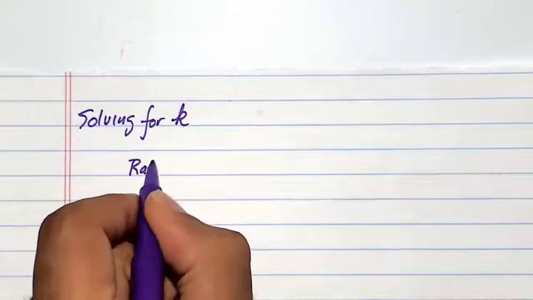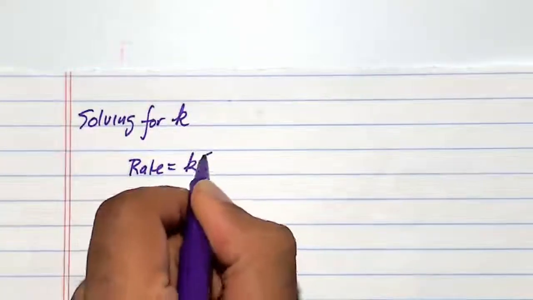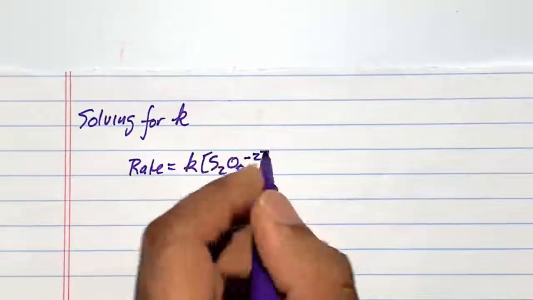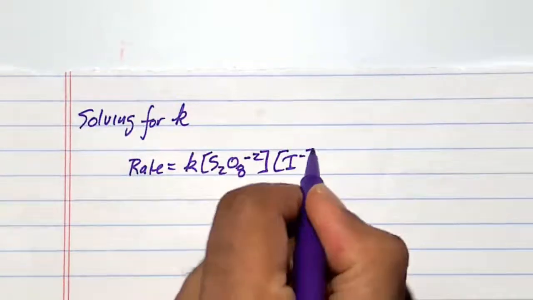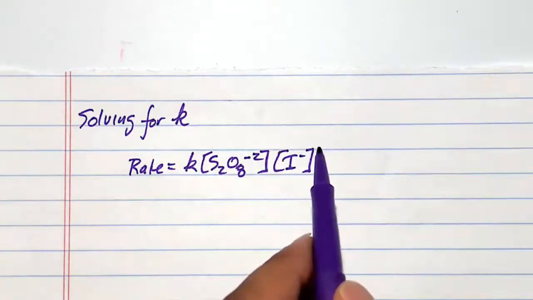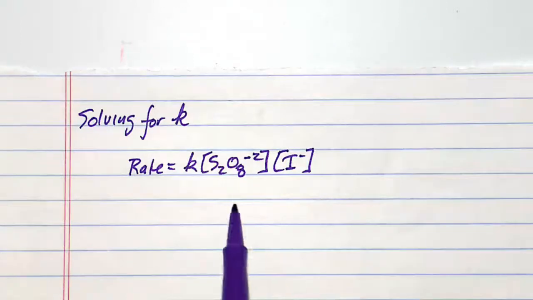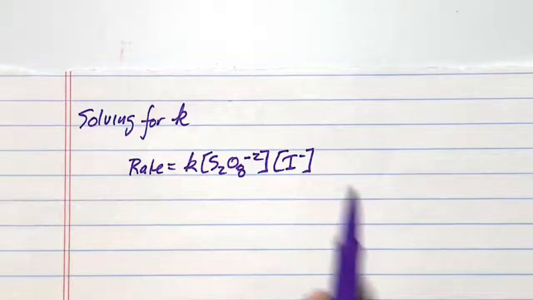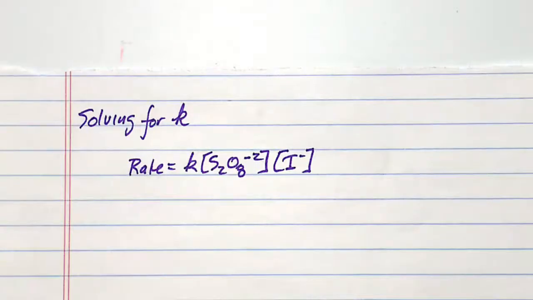So we get rate is equal to k times the concentration of S2O8 2-, raised to the first power, and I-, raised to the first power. The overall order of A is 1. The overall order of B is 1. So S2O8 2- decays with first order kinetics. I- decays with first order kinetics. So all the equations for first order rate law apply for both these reactants.